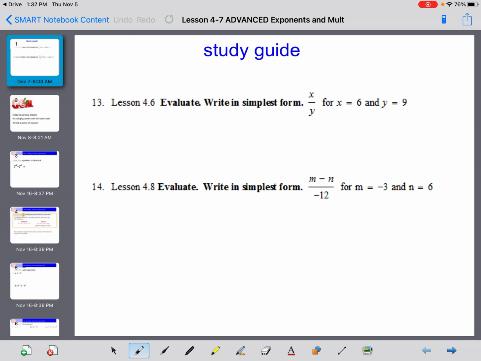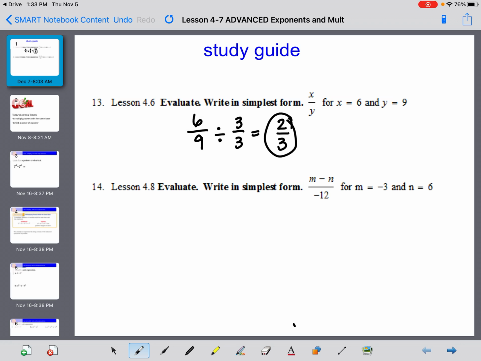The first question asks me to evaluate and write the answer in simplest form. I need to substitute 6 in for x and 9 in for y. And then I need to simplify. I simplify by dividing the numerator and the denominator by the greatest common factor, which is 3. My solution is 2/3.